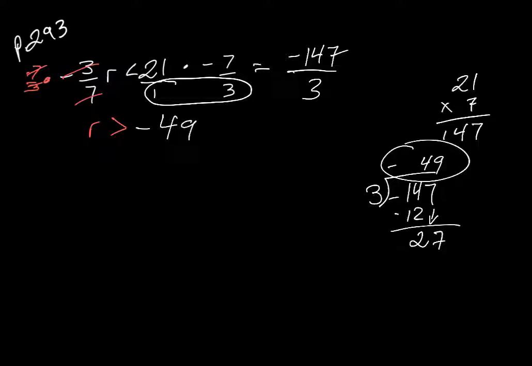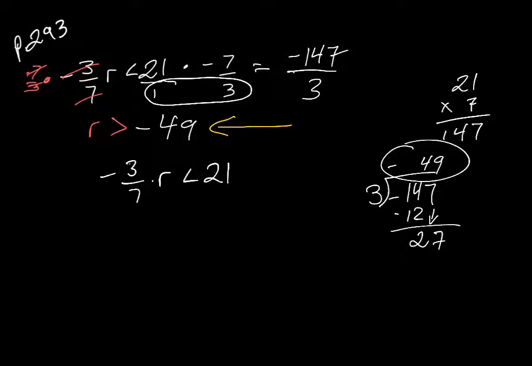Let's not get in a hurry. Let's check our answer here. Remember at the beginning, we had a negative 3 over 7 times r is less than 21. And over here in our answer, right there, we have that r has to be greater than negative 49. So let's choose a number for r that's going to be bigger than negative 49. You choose a number and I'll choose mine.